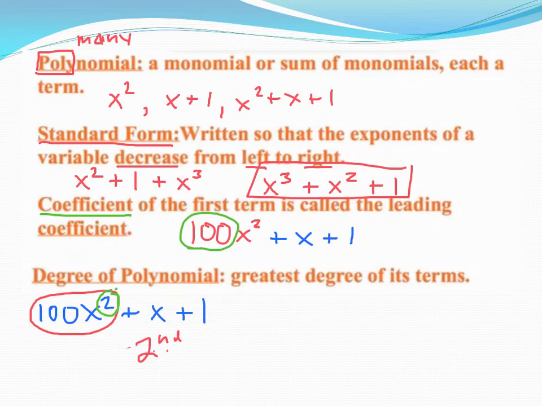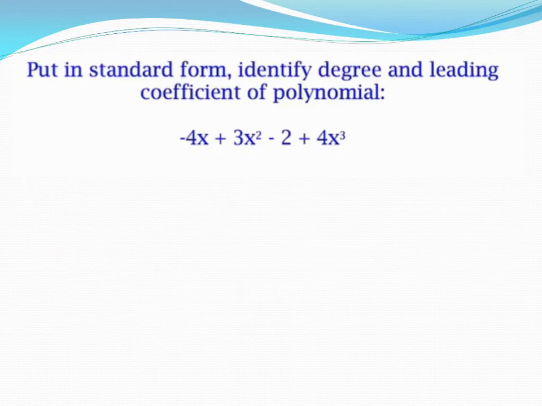Okay, so just a couple key terms that we're going to look at throughout this chapter. All right, quick example here. We're going to write this example in standard form first, identify the degree, and then find the leading coefficient. So we've got 3 things we're going to look at here.